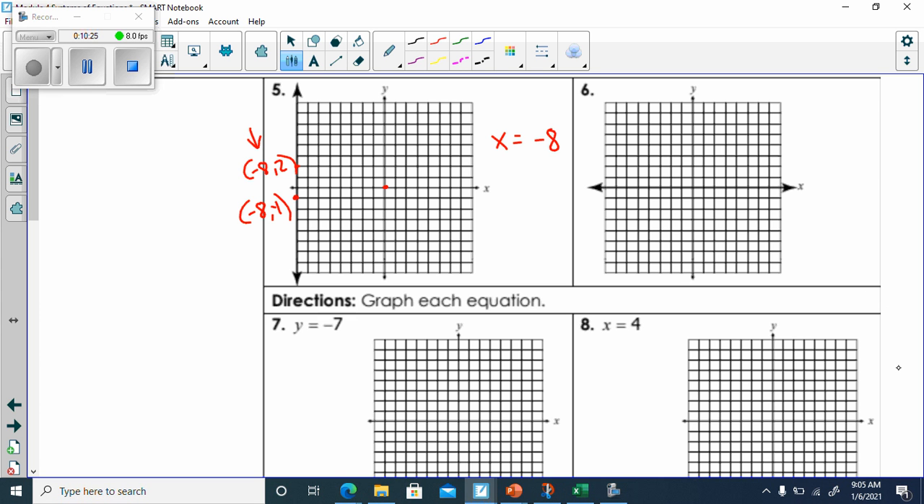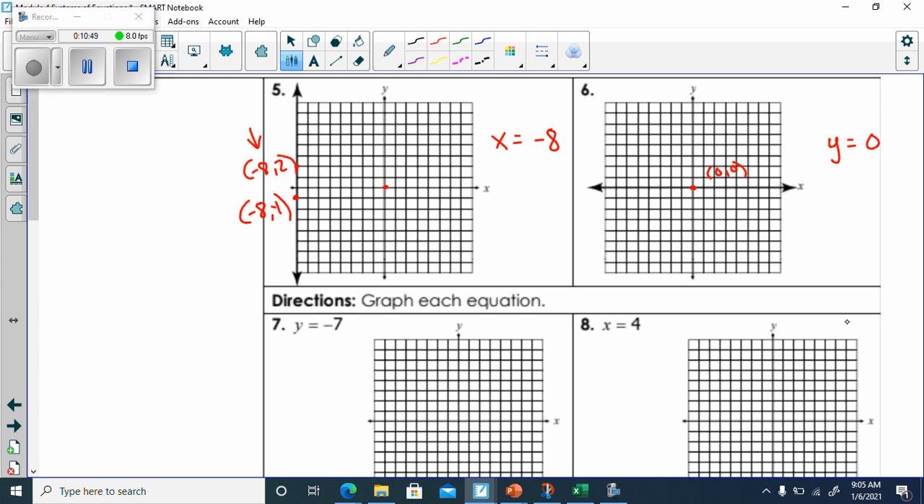Now let's look at this one. The one they're looking at is actually right there, the x-axis itself, right? Well, the x-axis is going through the y here. So this is going to be y is equal to, and where's it crossing the y-axis? At the point 0, 0, right? So y is equal to 0.